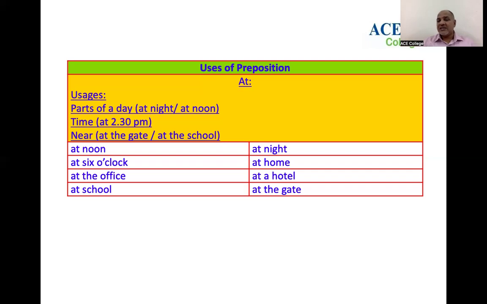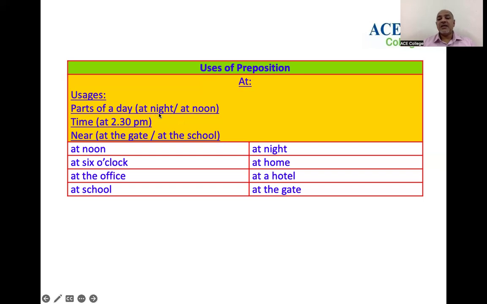So, at the main hall in New Salata. If you are going to connect two places, you can use the first one, small one, at, and the big one, in. We will study that later. Okay, so you are going to use at, that is the second time. Third time, parts of the day.